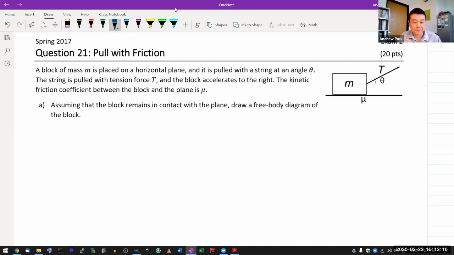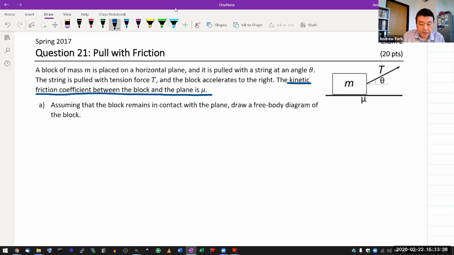So that's the description. The block is on the horizontal plane, it's being pulled, and it's giving me the kinetic friction coefficient between the block and the plane. I think I put that in so that this will also be a friction question. Good. So, all right, let me start out with the free body diagram.